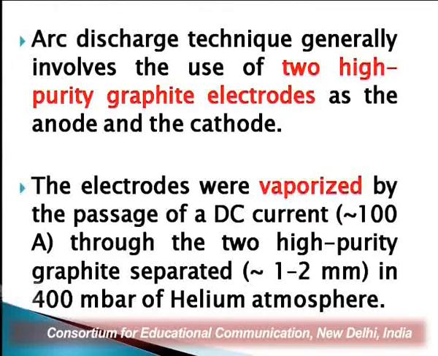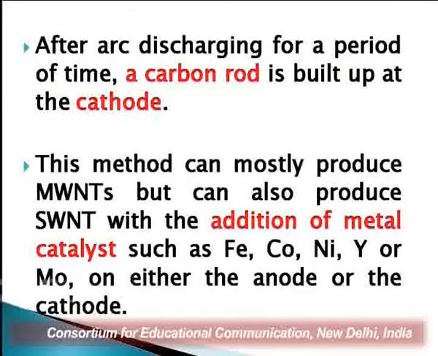So one of the electrodes will be vaporized by passing the current into the electrodes. After the arc discharging, for a period of time, the carbon rods build up on the cathode. It means from the anode it is vaporized towards the cathode and it is deposited there. When it is extracted, it is found that its texture is like a tube. That's why it is the carbon rods. That is why it is called carbon nanotubes.